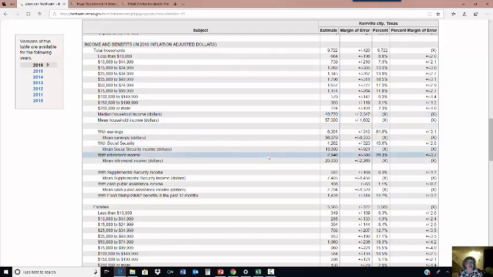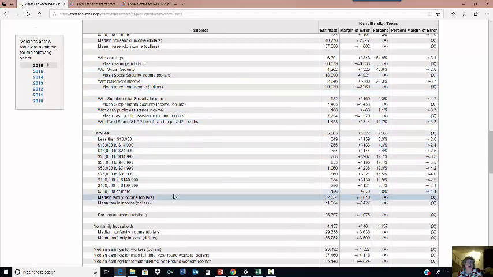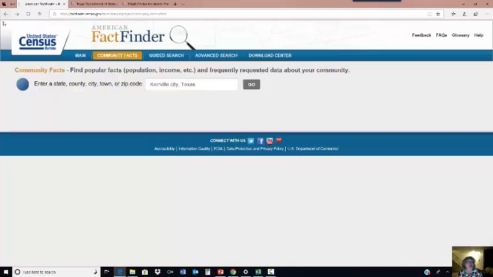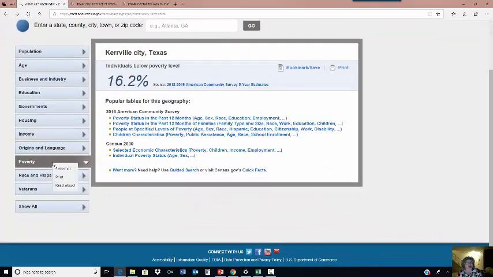And then you go on down and look at the other information. And what's really nice is you can also get poverty information.